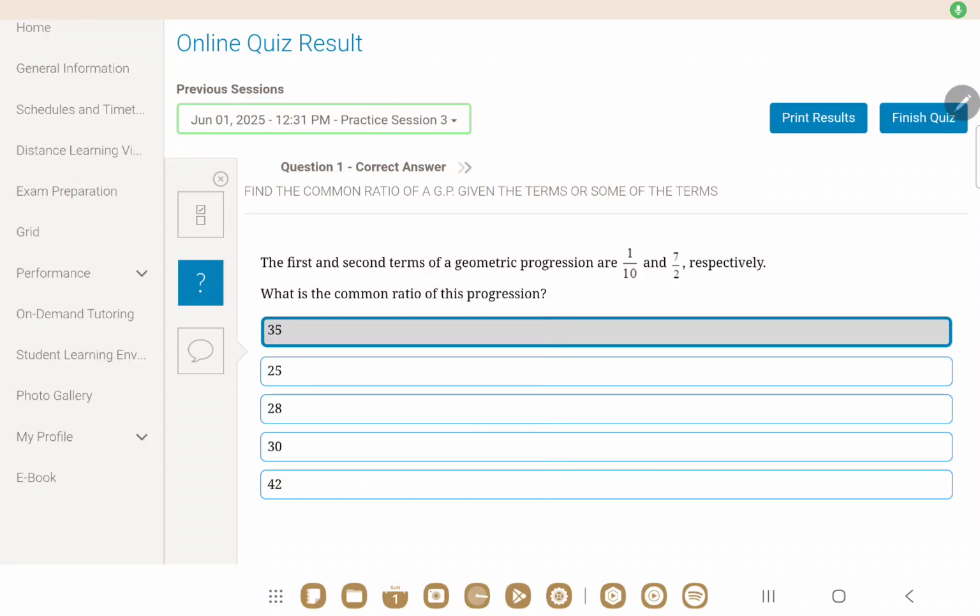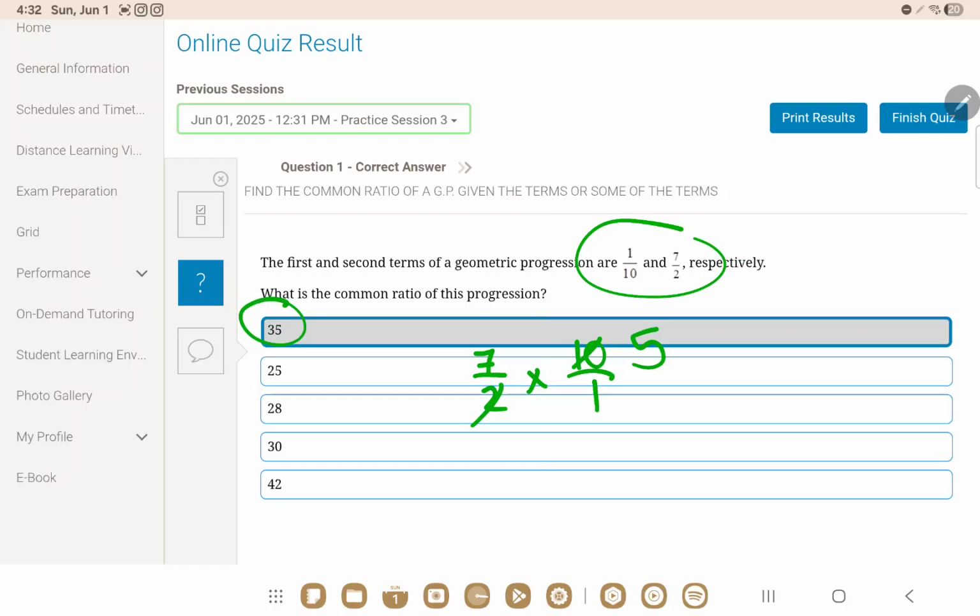So today we're going to be doing the 6.3 quiz for the periodic algebra. Now let's start. The first and second term of a geometric progression are these two. What's the common ratio? Common ratio is second term divided by first term. This is the same as multiplying by the reciprocal. So 2 will cancel out with this, and it will become 7 times 5, which is 35.